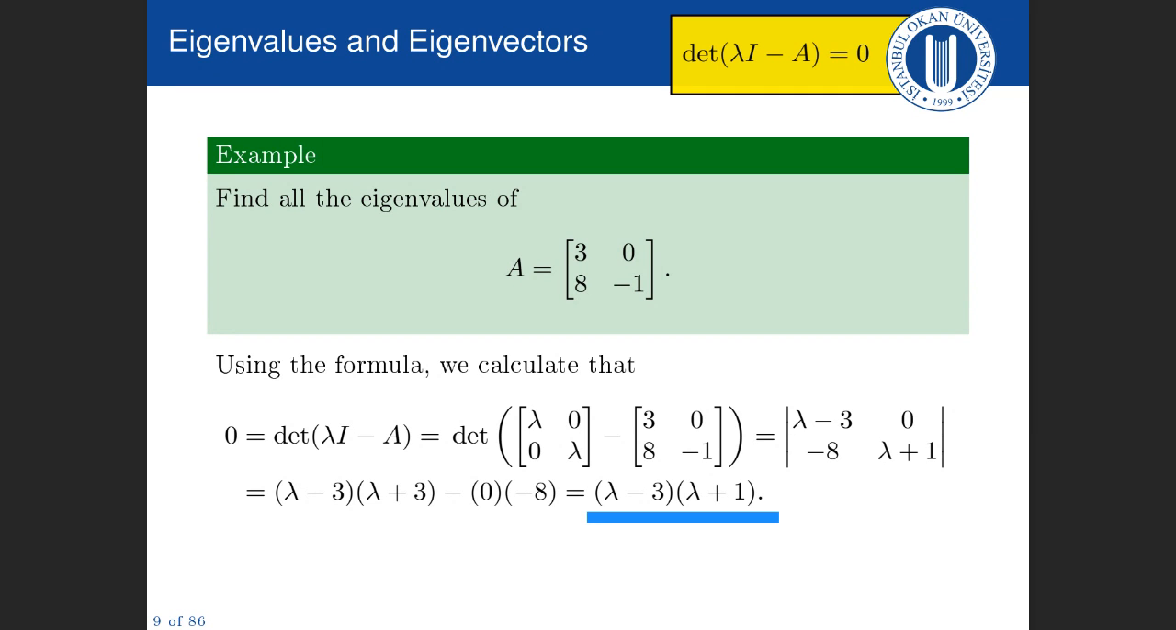This is the characteristic equation for this matrix. Which lambda will solve this equation? Of course, lambda equal to 3 and lambda equal to minus 1. So these are the eigenvalues of A. The eigenvalues of A are lambda equal to 3 and lambda equal to minus 1.